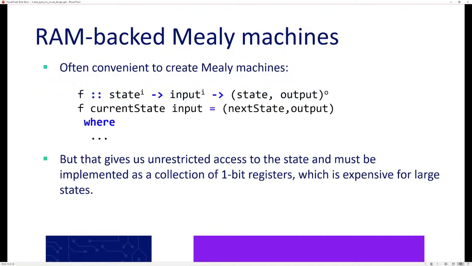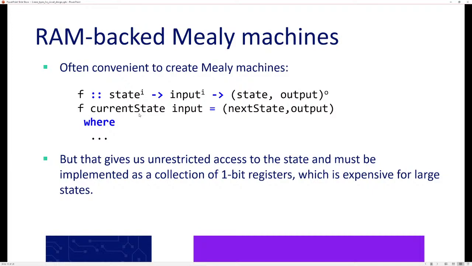So, we often build Mealy machines, right? They are functions from a current state and a current input to a next state and an output corresponding to the current state and input. But this sort of description is overly lax. In our descriptions, we have full access to the state.